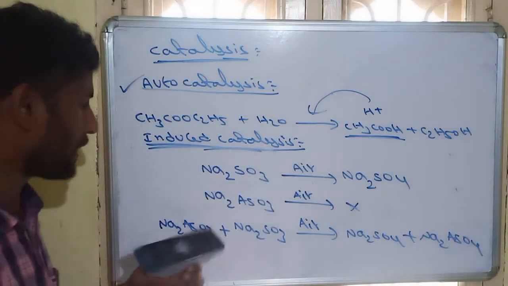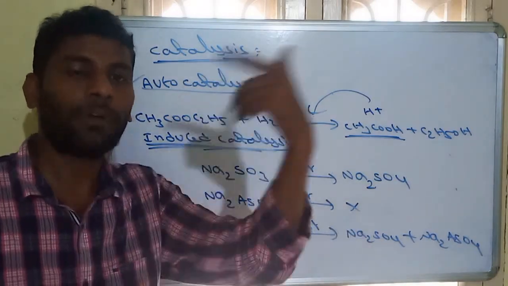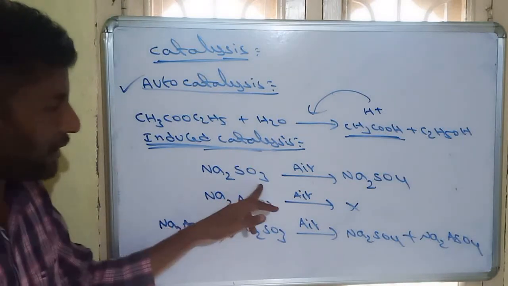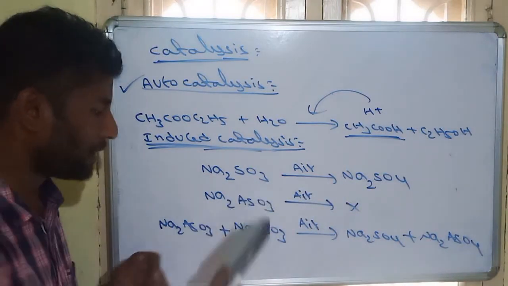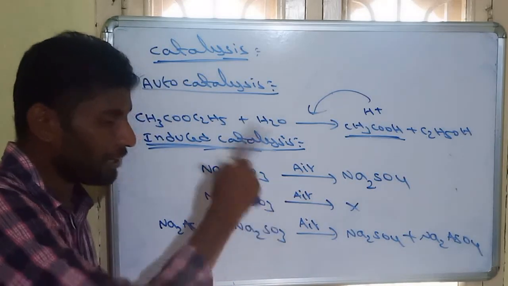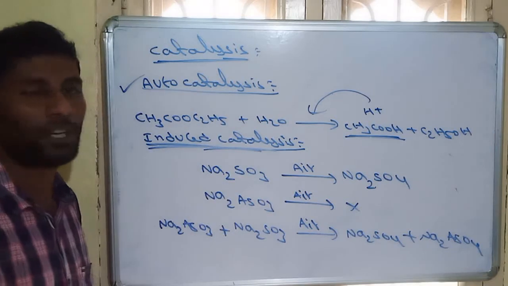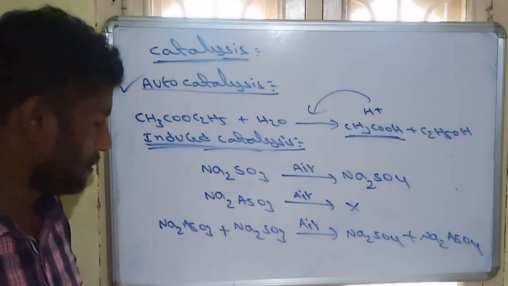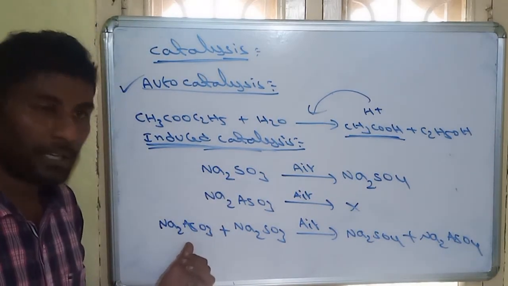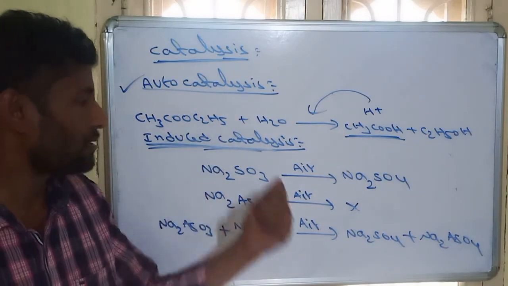So what does induced catalysis mean? Some reactions will be catalyzed by the influence of another reaction. One reaction does not directly get catalyzed on its own, but it can be catalyzed in the presence of the other reaction. Such reactions are called induced catalysis reactions. So sodium arsenite can be catalyzed in the presence of the sodium sulfite reaction. Such reactions are induced catalysis.